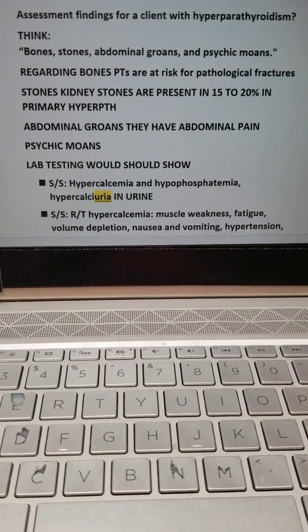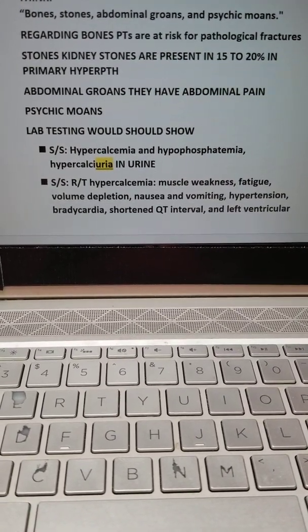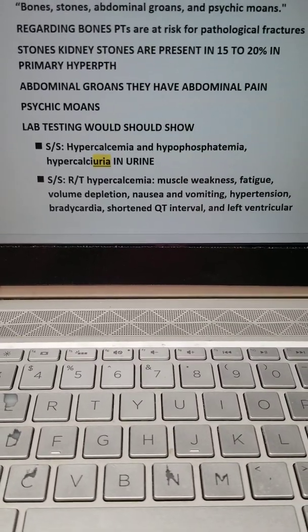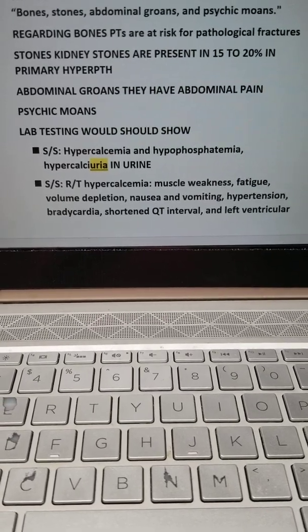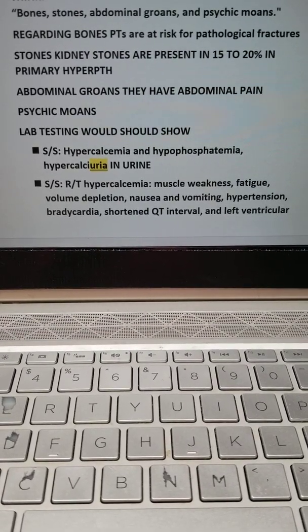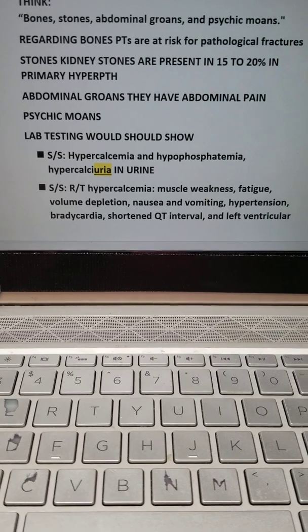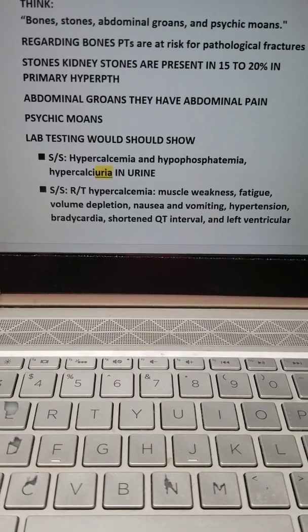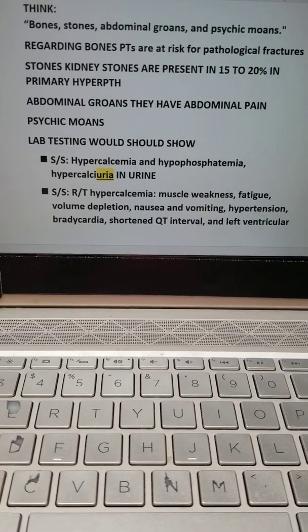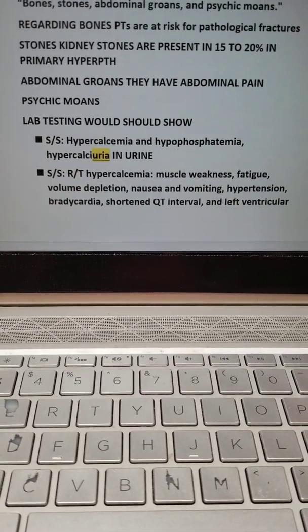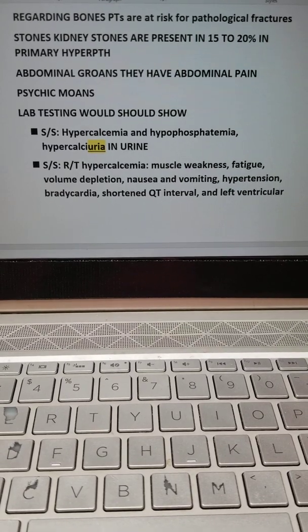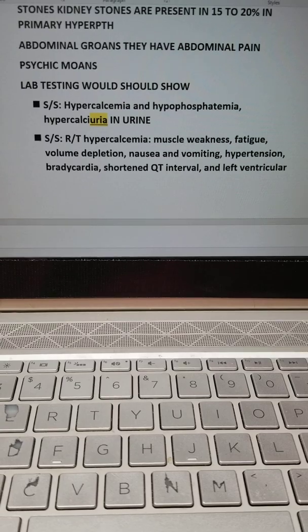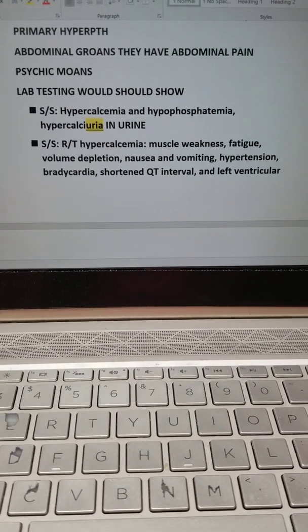Lab testing would show signs and symptoms of hypercalcemia and hypophosphatemia, hypercalciuria in urine. So you're going to have increased calcium in the urine, you're going to have high calcium in the blood, and you're going to have low phosphate. Remember, calcium and phosphate are inverse. So hypophosphatemia with this hypercalcemia, hypercalciuria, that's how you're getting those kidney stones.